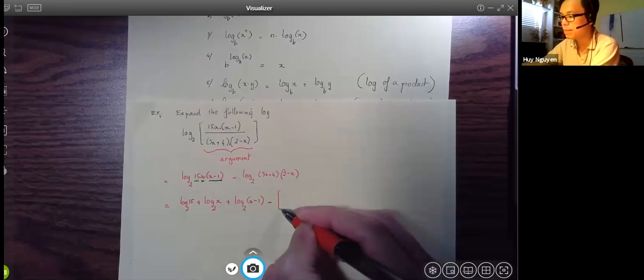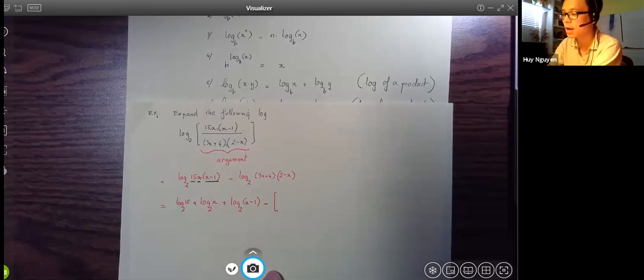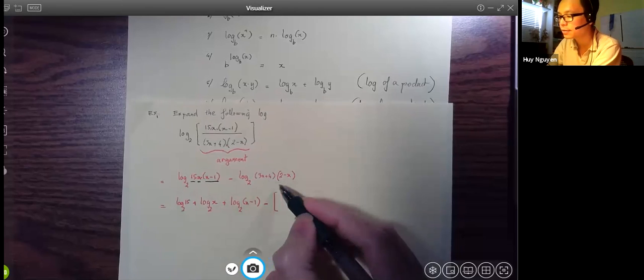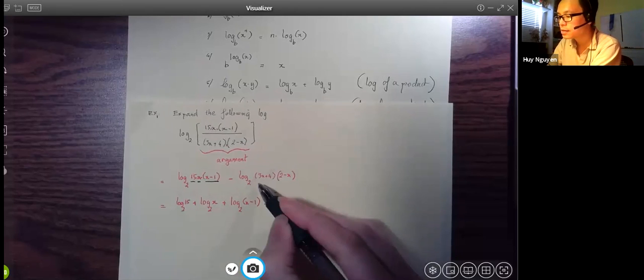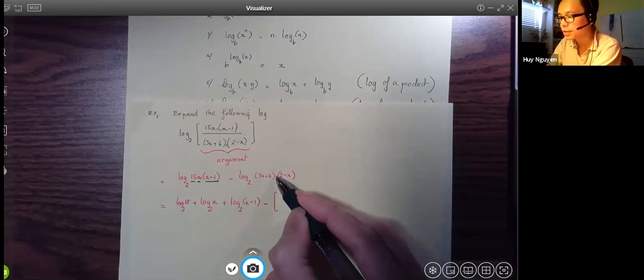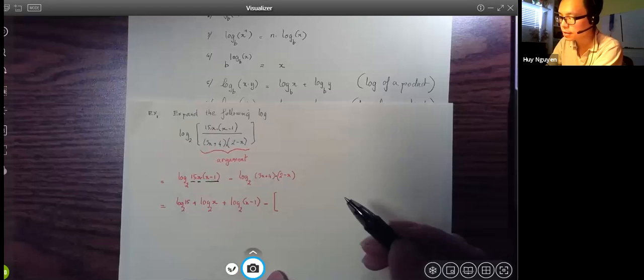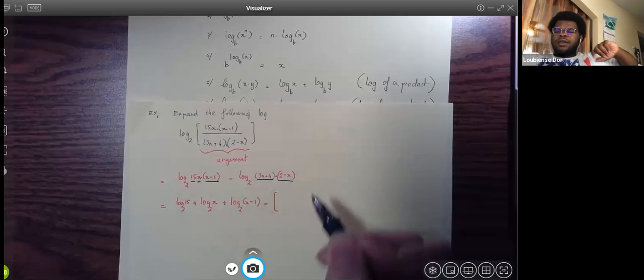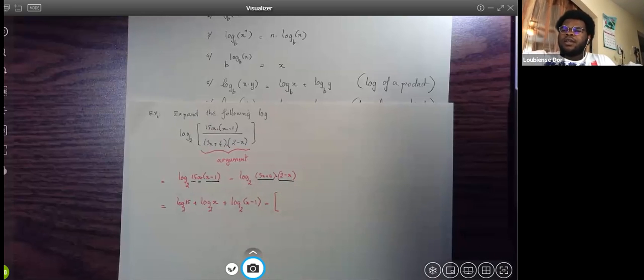How many factors do we have in the second log? Anyone can tell me how many factors right here? This is 3. Actually, there are only 2 because you see, this is separated by only 1 multiplication sign. So the first factor is this. The second factor is this. Okay, I wasn't sure if we would separate the 3x. Okay, I got it now.